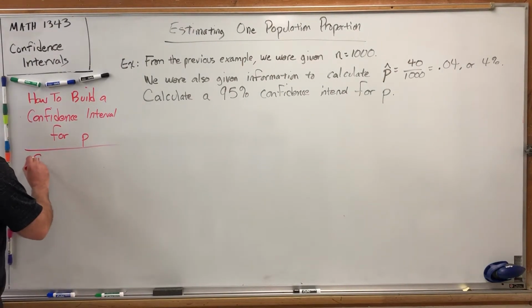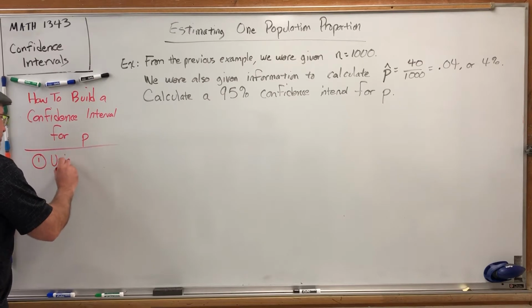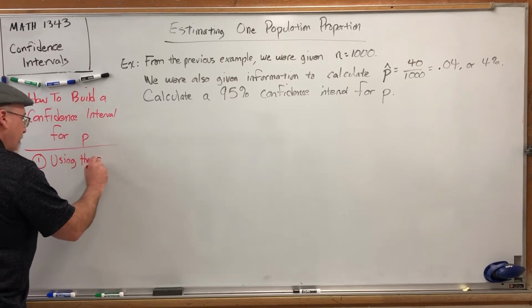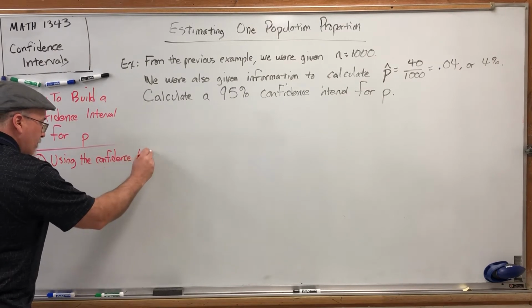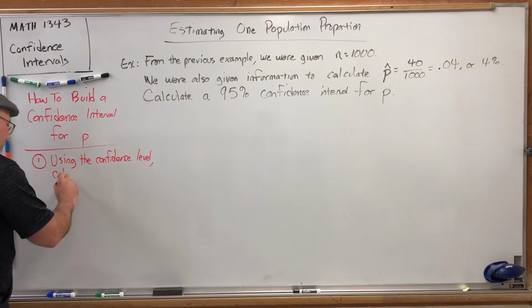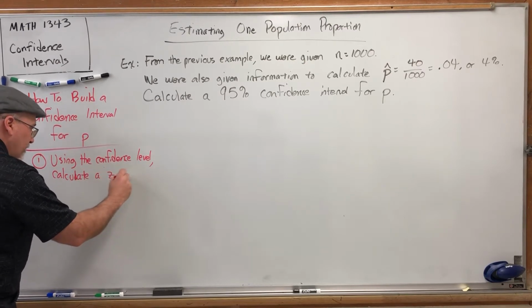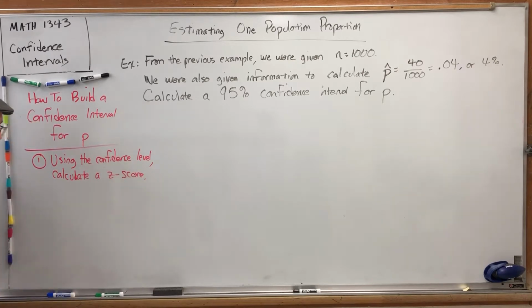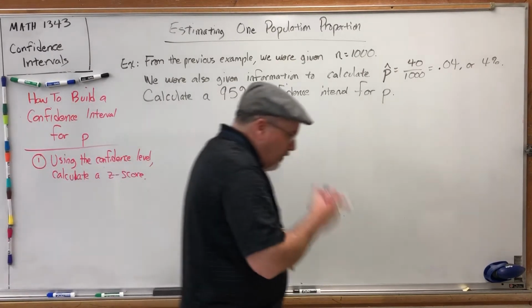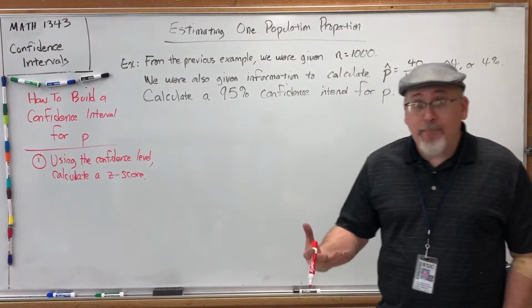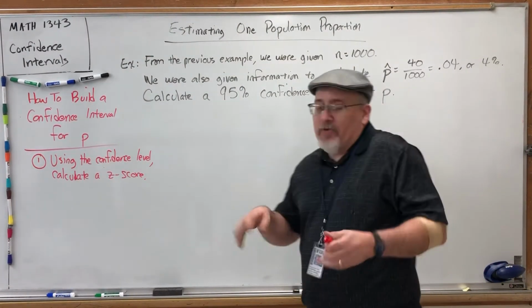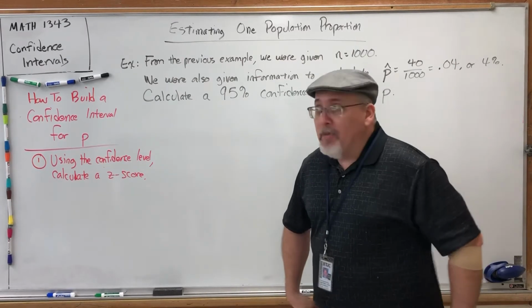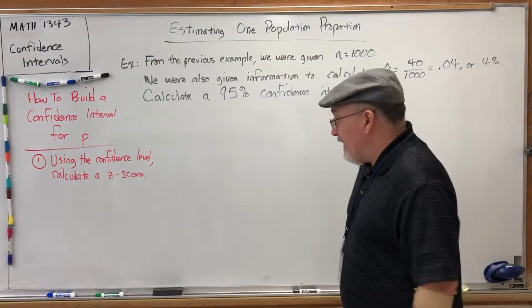Step number 1. Using the confidence level, calculate a z-score. Now, how do we do that? Well, it's driven by a picture, a bell curve. We didn't get into the central limit theorem and everything that says what we're doing is centered around a bell curve, but it is, so we're going to take advantage of that.